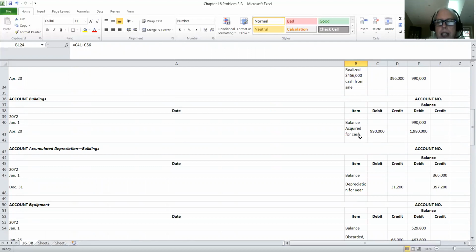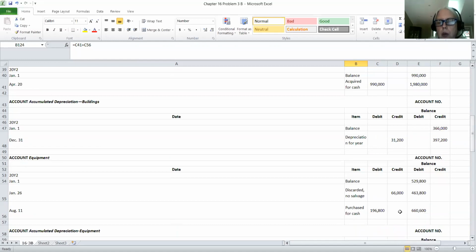On the buildings account, do you see here it says that they acquired a building for cash for $990,000. That $990,000 is what the sale address is for C41. We purchased a building and we also purchased some equipment.